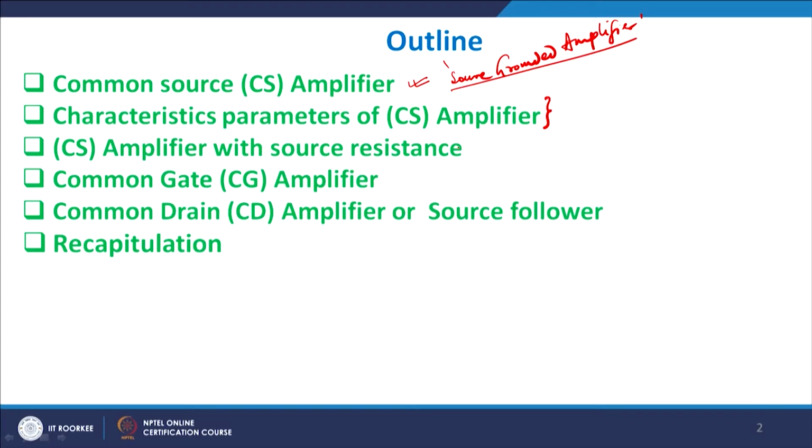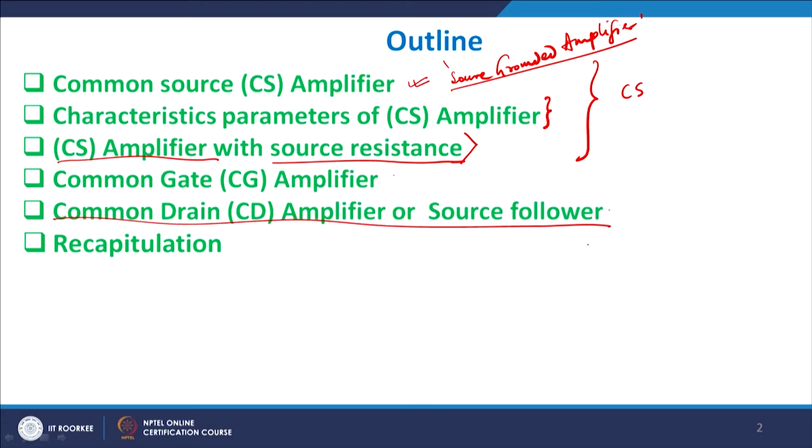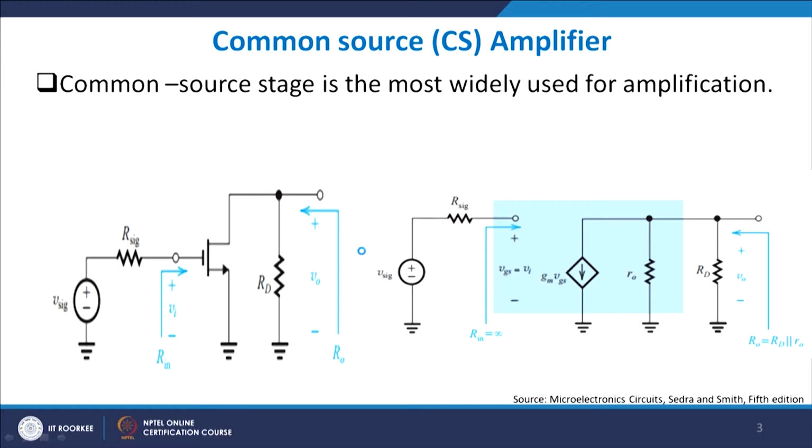As we have seen in our previous discussion, if we apply a source resistance, how does my CS amplifier change, or how do its output characteristics change? After we have understood these three important points regarding CS, we go to common gate and then source follower or common drain. Common drain is also referred to as a source follower, and there are certain reasons why we study CG and CD, but the most commonly used amplifier is the common source amplifier.